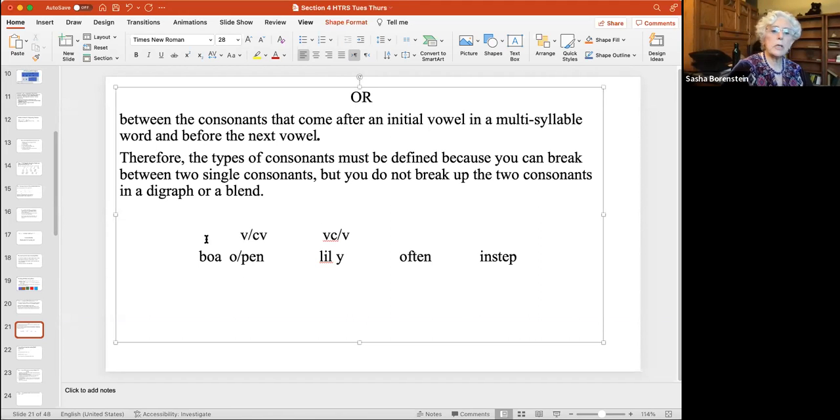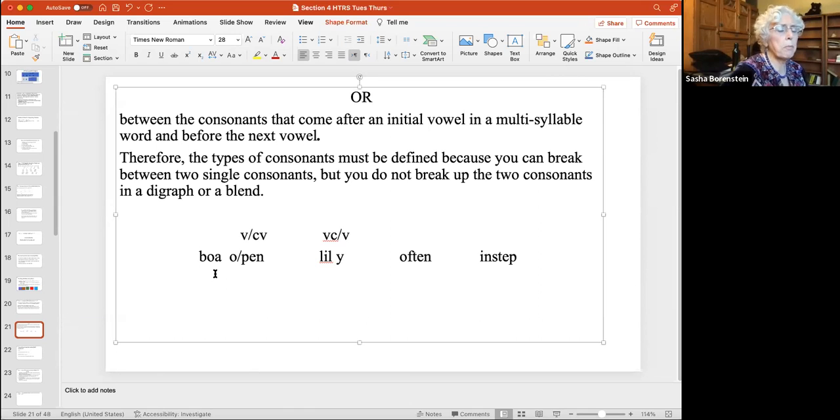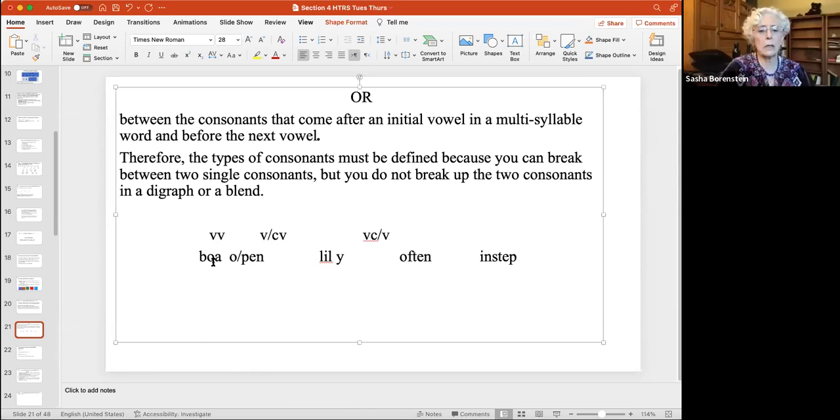Okay. Do you see how I said, oh, that's a single vowel at the beginning of open, I'm going to put a V above it. And then the consonant is a C, and then another single vowel. Do you know this word, or shall I tell it to you? Boa. How many syllables in the word boa? 2. So I must have 2 single vowels here, right? Yes. So I'm going to put VV here.